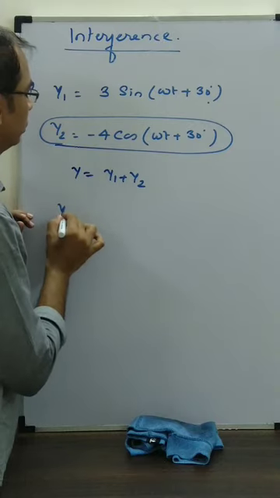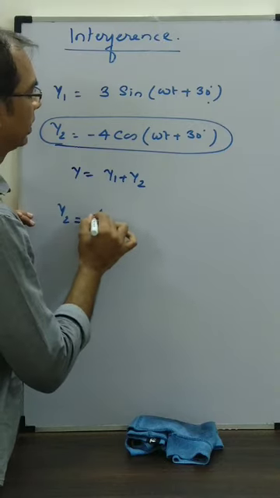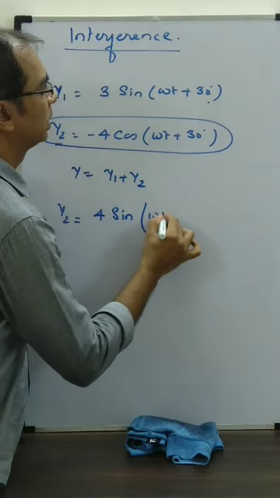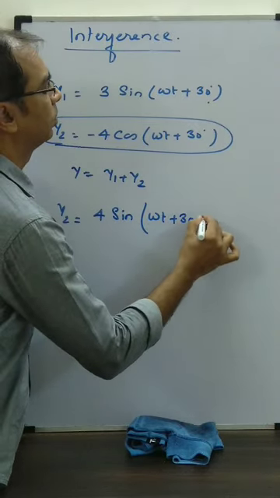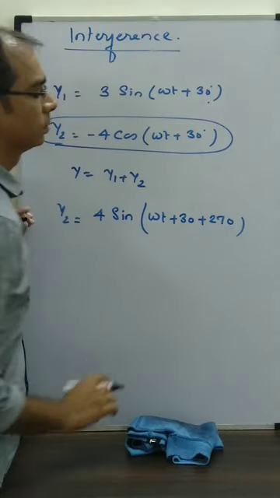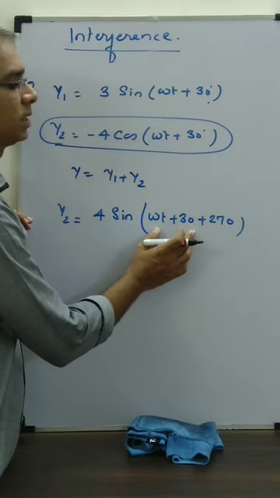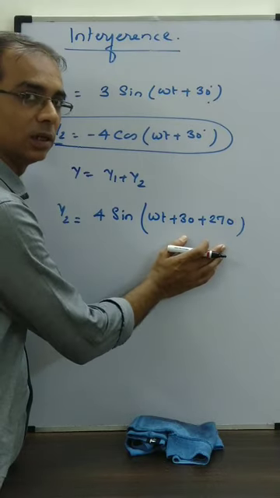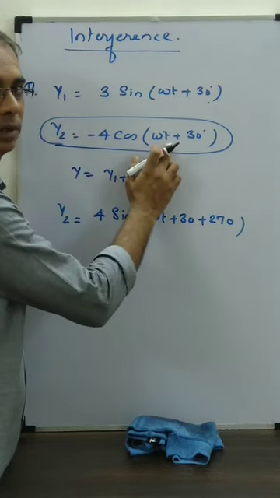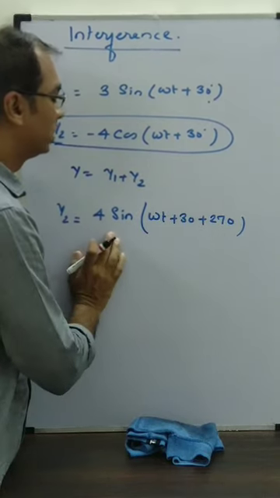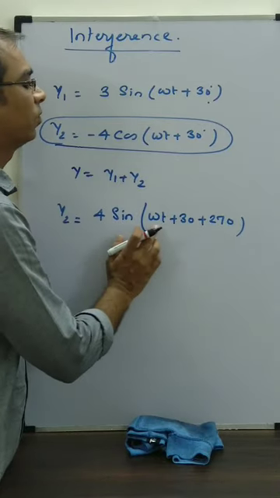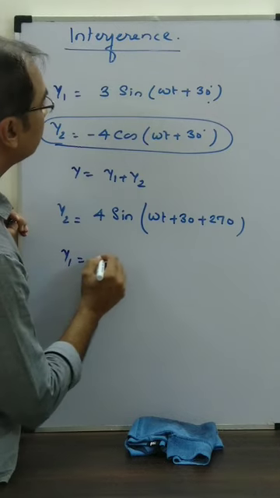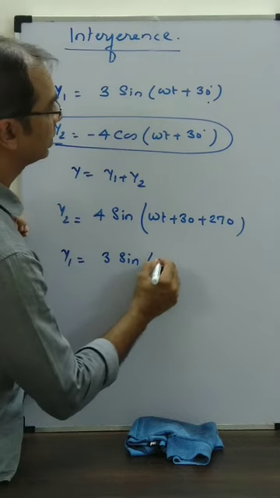So this y2 I am writing as 4 sin(omega t + 30 + 270). So this is 270 plus theta. Sin of 270 plus theta is minus cos theta. So that means the same. Okay. So y2 is what then? It is 4 sin(omega t + 310 degrees). And y1 is 3 sin(omega t + 30).